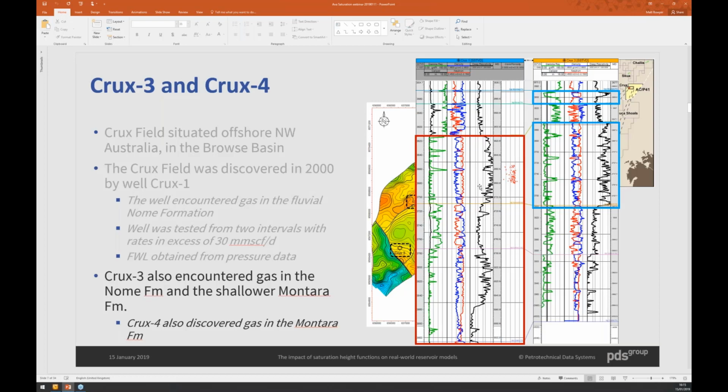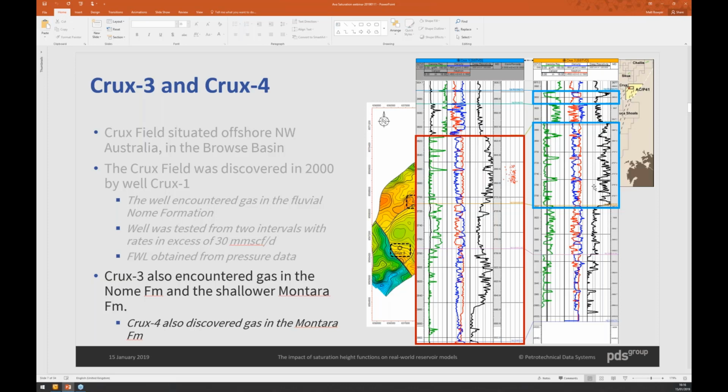So we'll skip over Crooks 2. Crooks 2 was drilled off structure to the northeast. There was a sidetrack which discovered gas in the shallower Montara formation, which is also the case for wells Crooks 3 and Crooks 4. So on the very right hand side here, again, if you can see where my mouse is moving, we have the log suite from Crooks 3. And we can see the gas in the Montara sand at the top, and then also below that we can see the gas in the Noma Ray formation there.